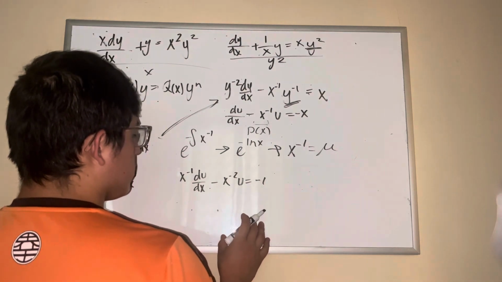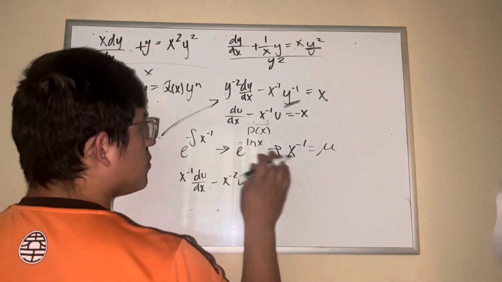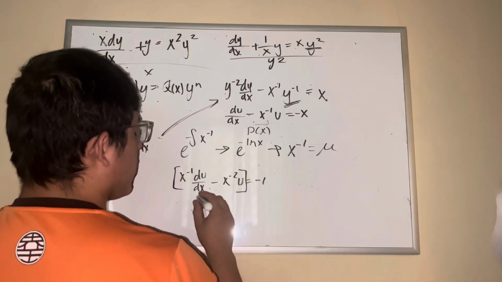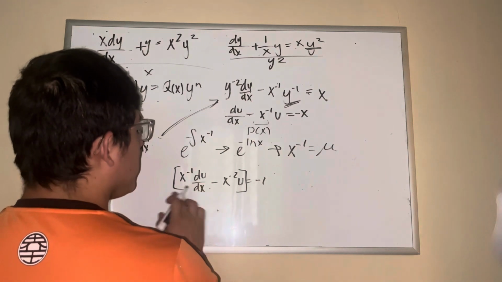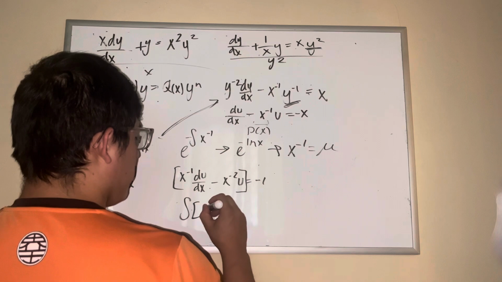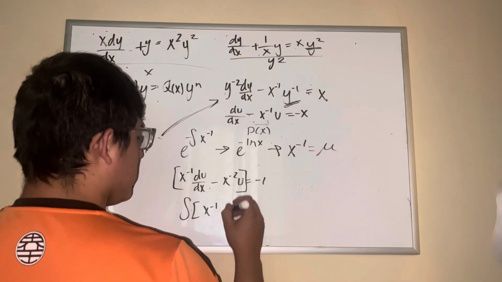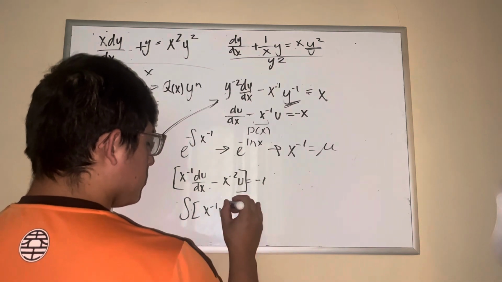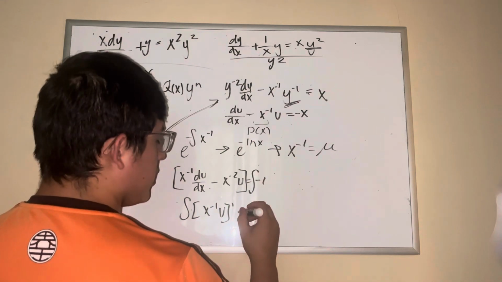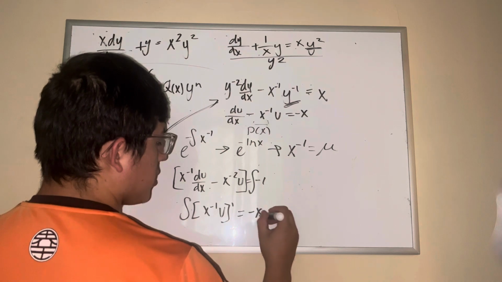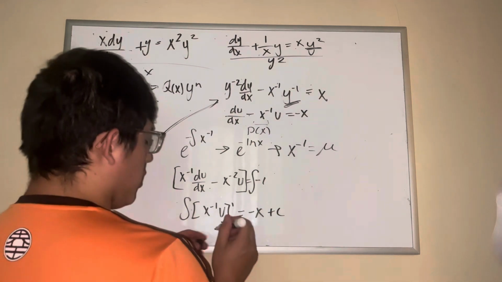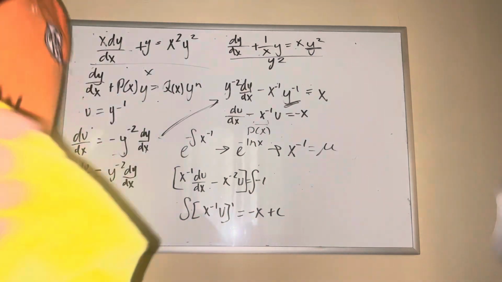So integrate both sides. We recognize that this is the product rule. So then it becomes the integral of the derivative of x to the negative 1 u, and the integral of negative 1 is equal to negative x plus c. I'm going to erase my board a little bit.